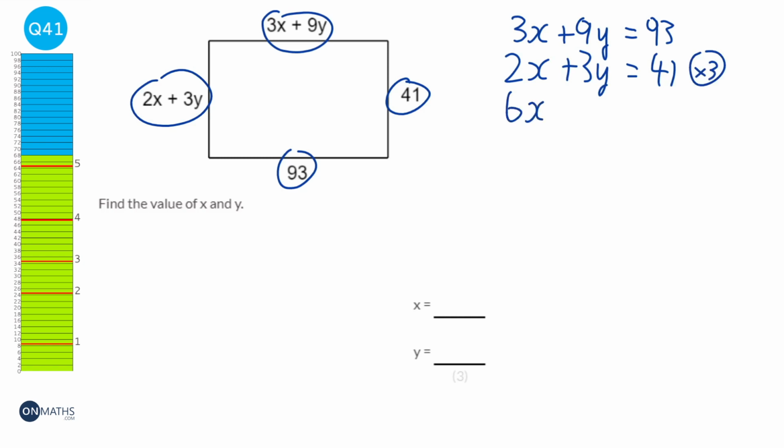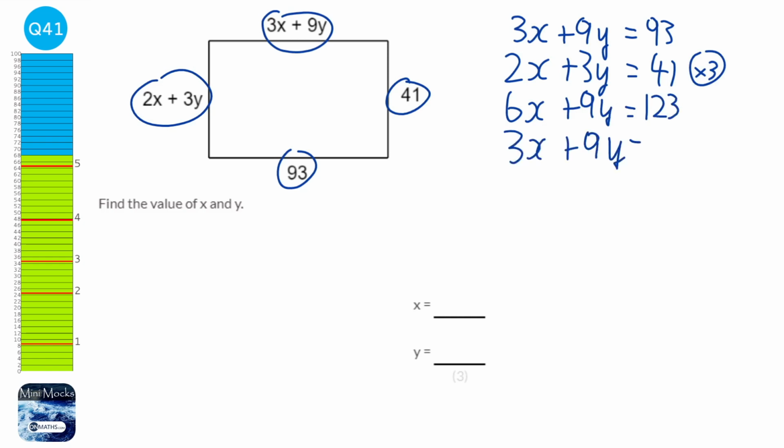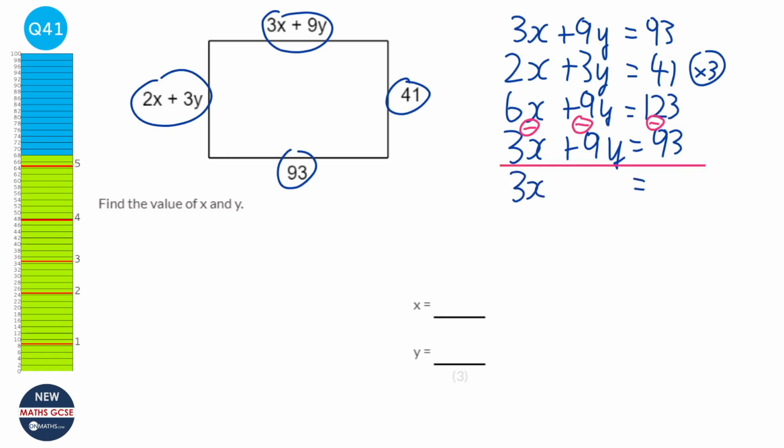So we get 6x plus 9y equals 123. And I'm just going to write in the first equation underneath, because with simultaneous equations we work downwards. Now looking at the signs, they are the same, and the s in same is the s in subtract. So we're going to subtract going downwards. So 6x take away 3x is 3x. 9y take away 9y is nothing, which is good. That's what we need. And then 123 take away 93 is 30.